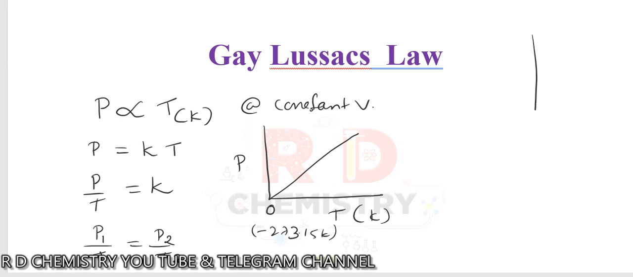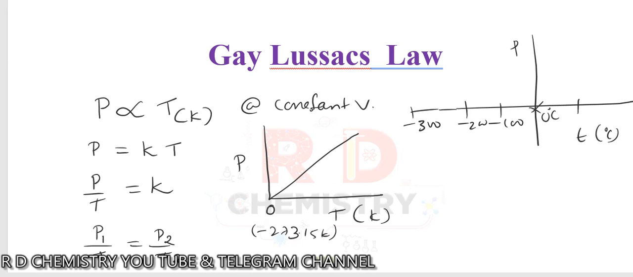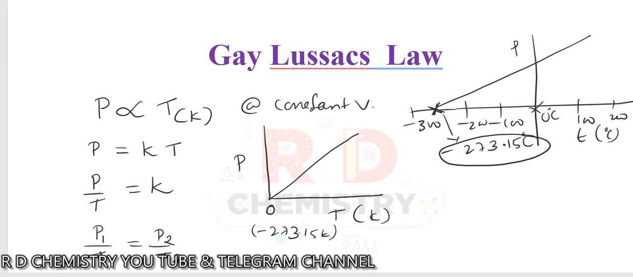Suppose I plot this in terms of degree centigrade. So let the temperature be in degree centigrade and the pressure here. And this is 0 degree centigrade here. So this will be minus 100, minus 200, and say this is minus 300. And here it will be 100 degree, 200 degree centigrade. We are also going to get a straight line, but it will have zero pressure at minus 273.15 degrees centigrade, and this temperature is actually known as the 0 Kelvin temperature.